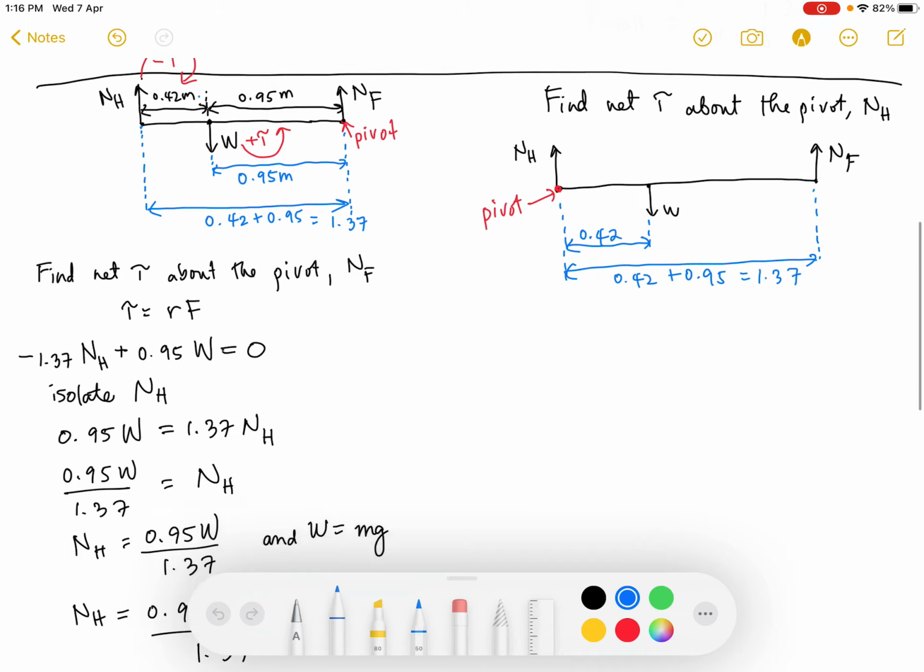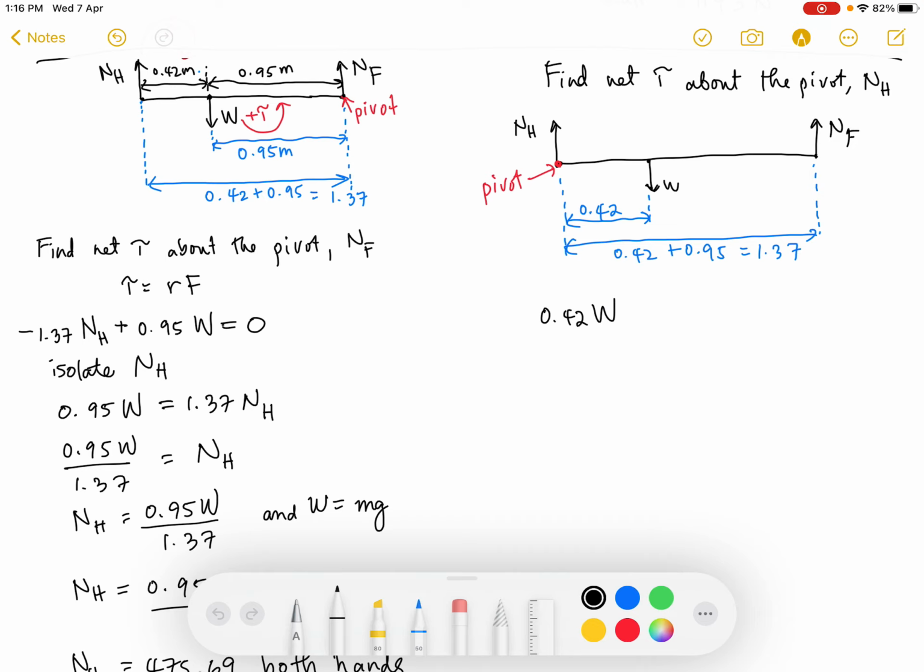weight force. That will be lever arm times the force, so 0.42 times the weight force. The weight force is pointing downwards, so it would tend to rotate the man about the pivot point in a clockwise direction, so that will be a negative torque. So that will be a negative 0.42 times W, the weight force torque. See how your solution is different.